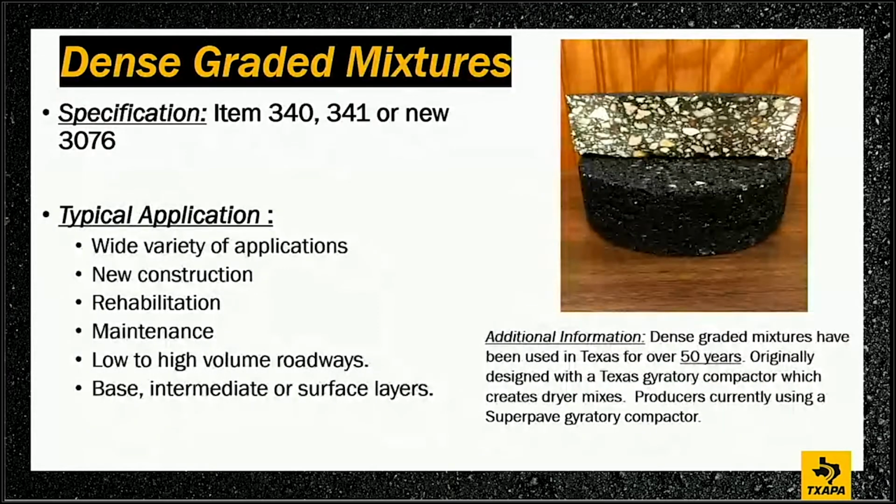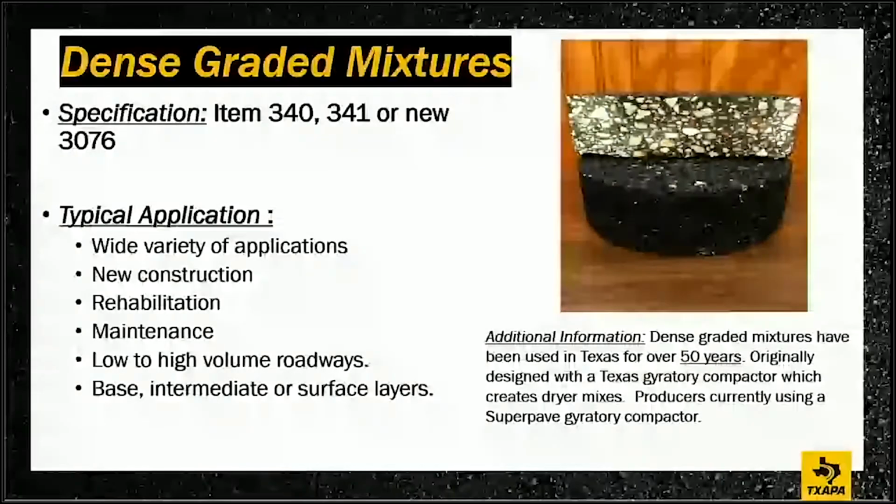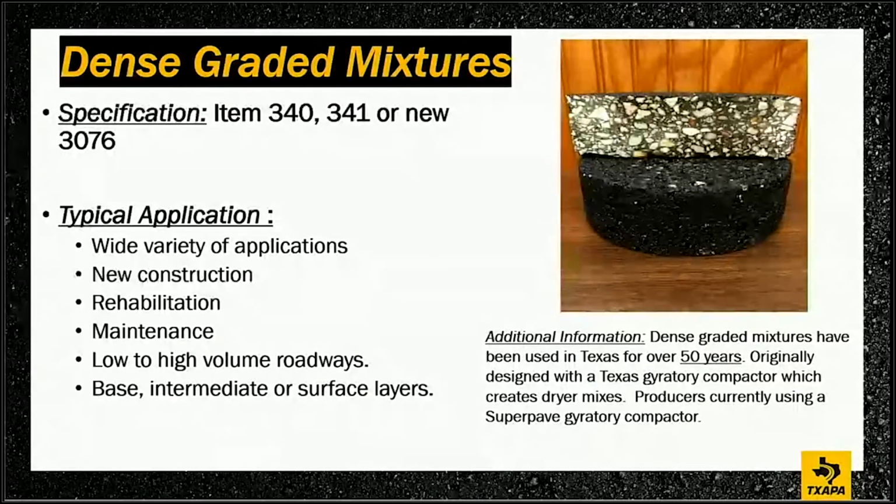We're going to kick this off by starting with our very first one, which is our dense graded mixes. This is our items 340 and 341, the old TxDOT items. Now we have a new item called 3076. Materials and tests have worked diligently over the years to establish a new specification, and it's 3076. We can utilize dense graded materials in a wide variety of applications: new construction, rehabilitation, maintenance, low to high volume roadways, base, intermediate, or surface course.